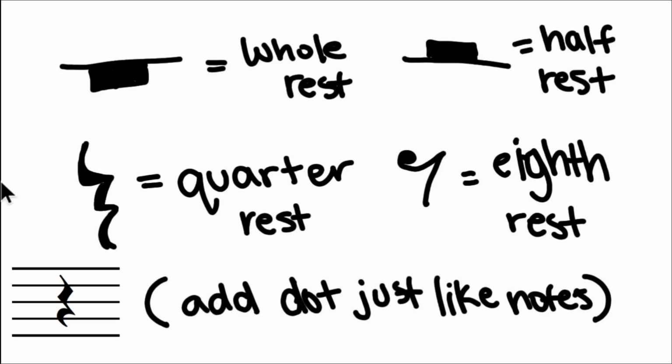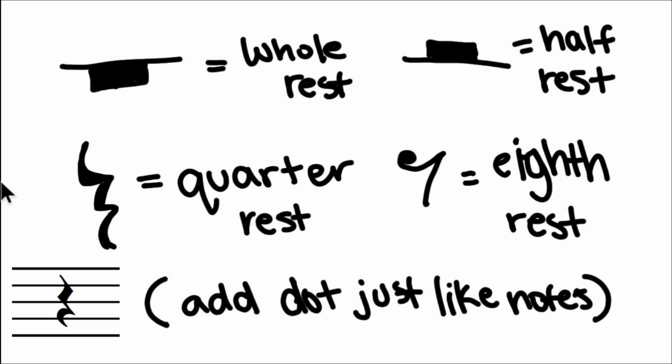Now, we also have rests, which are basically the same type of thing as notes because they indicate rhythm, but instead of when a note is being played, it's when there's nothing being played. So we've got a whole rest, a half rest, a quarter rest, an eighth rest. Just like the notes, they have the same amount of beats, like a whole rest is 4 beats, half rest is 2 beats, quarter rest is 1 beat.